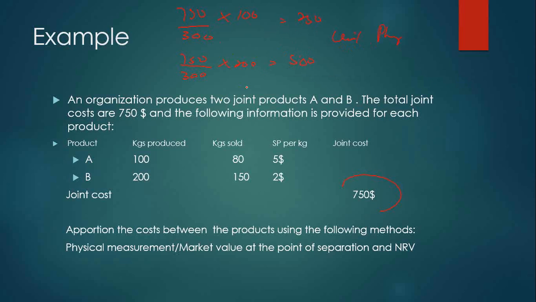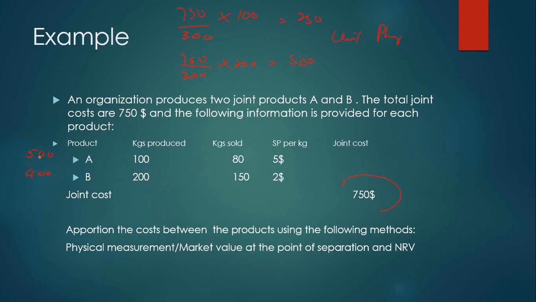One way. The other way is we can work it out on the basis of the market value. So what is the market value? The selling price is 5. So the selling price of product A is 500. The selling price of product B is 2 into 200, 400. How is it 500? 5 into 100, 500. 2 into 2, 400. Right? Yes, I understand this.